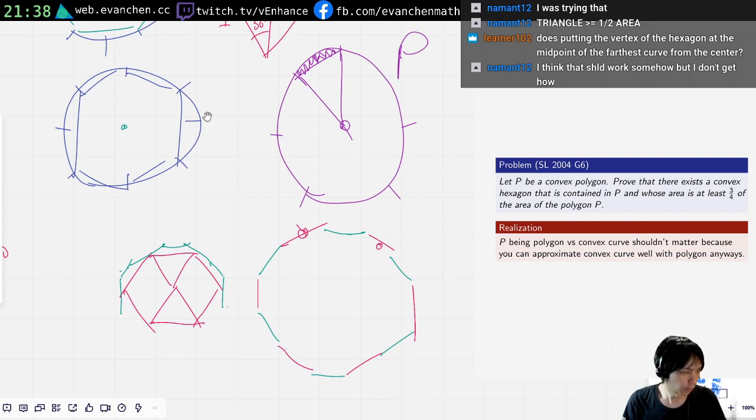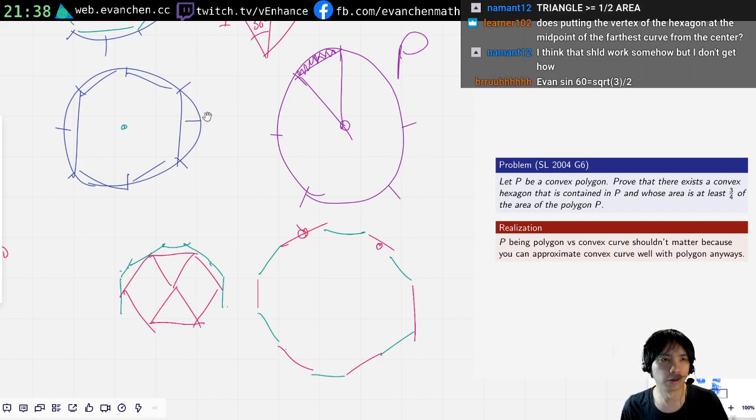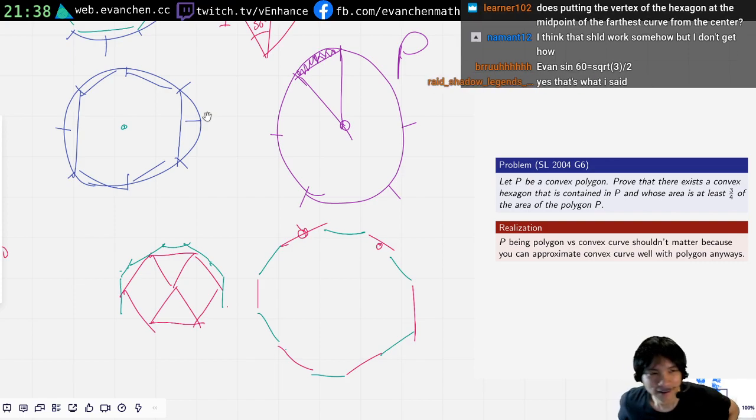Triangle, at least half the area. Yeah, it might be worth thinking about it. I'm still confused why the problem is about a hexagon and not about a triangle, for example. Yes, sine 60 is root 3 over 2. I agree. This has been pointed out a few times to me.